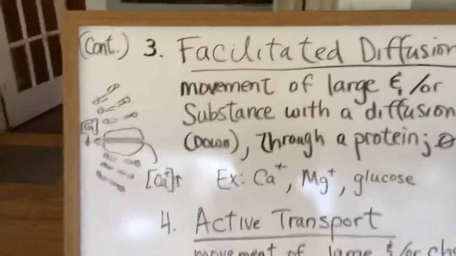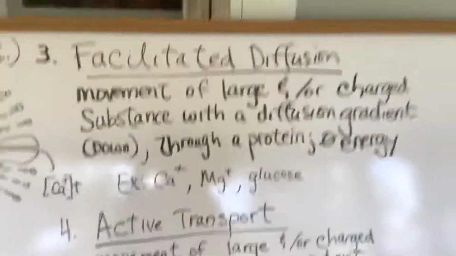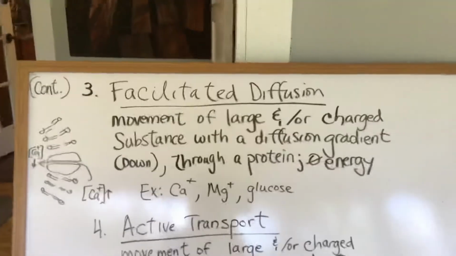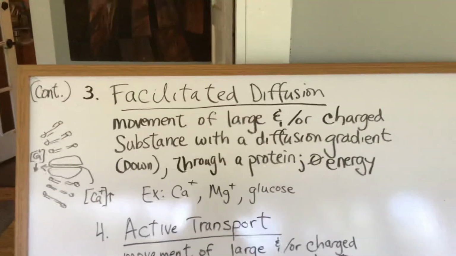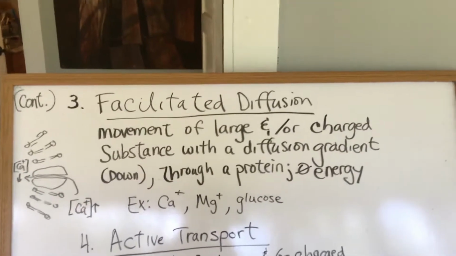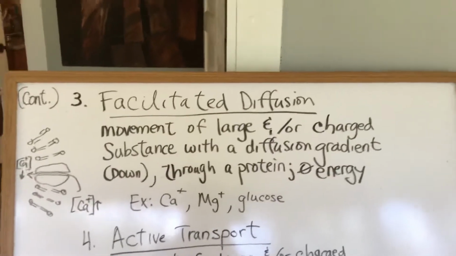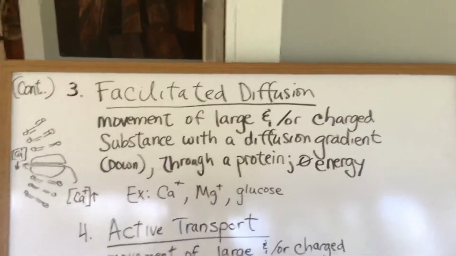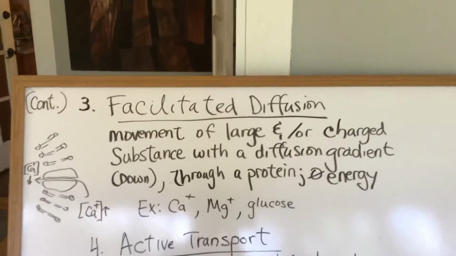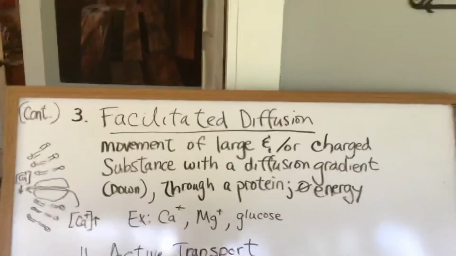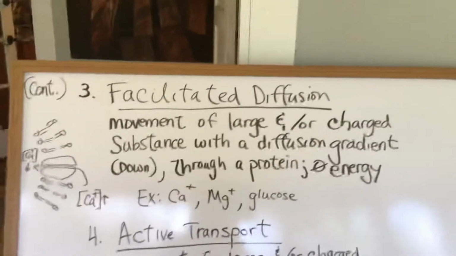Okay, so the last couple of ones that are ways that molecules can move in and out of cells. The next one we're going to talk about, number 3, is facilitated diffusion. This is continuing on with the passive types of diffusion. That is, it's a substance that is going down or with a concentration gradient. But in this case, it's a large and/or charged substance, and because of that, it has to go through a protein. It still doesn't require energy, but what we're really talking about here is ions, or maybe something like a sugar molecule like glucose or something like that.